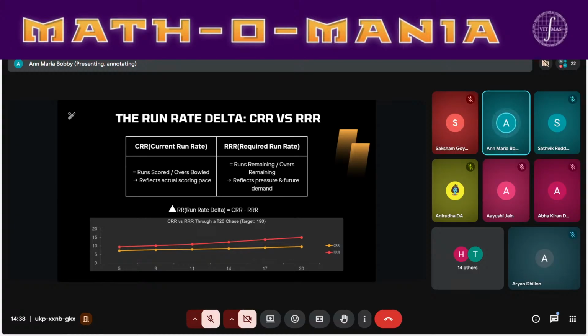If it's positive delta, that means the current run rate is greater than the required run rate, then the batting team is ahead. So basically they are chasing comfortably. Here this graph shows us a yellow line and a red line, where the red line shows the required run rate and the yellow line shows the current run rate. We can see this is a T20 chase. As the match progresses, we can see the required run rate increasing. So if the required run rate is increasing, the pressure is building, and it means batters must take more risks.